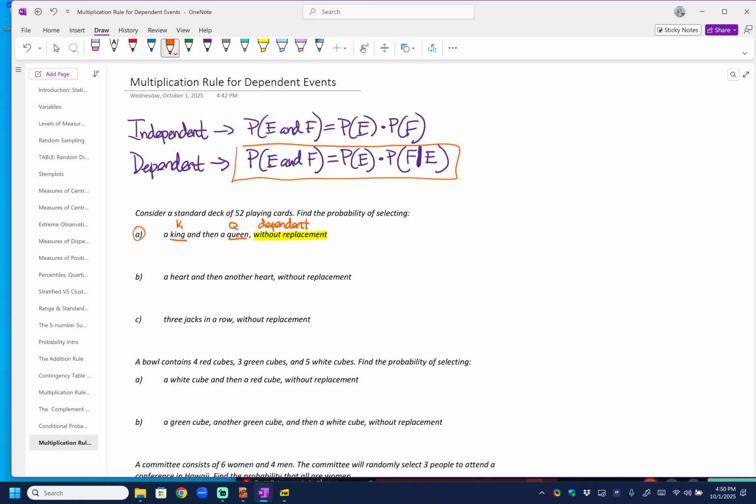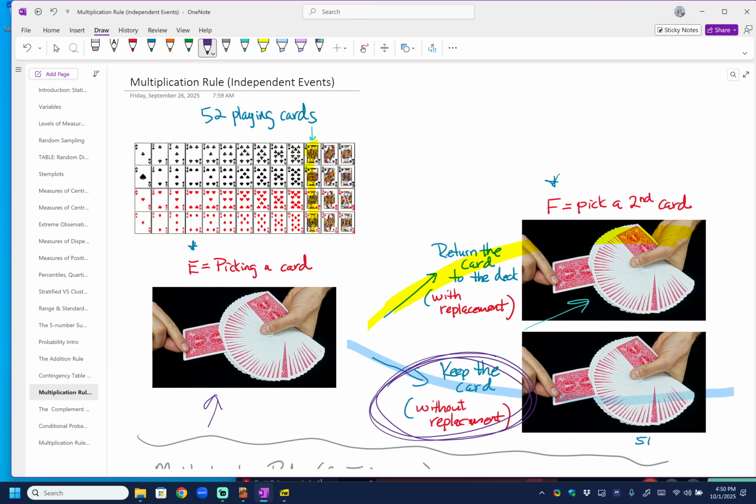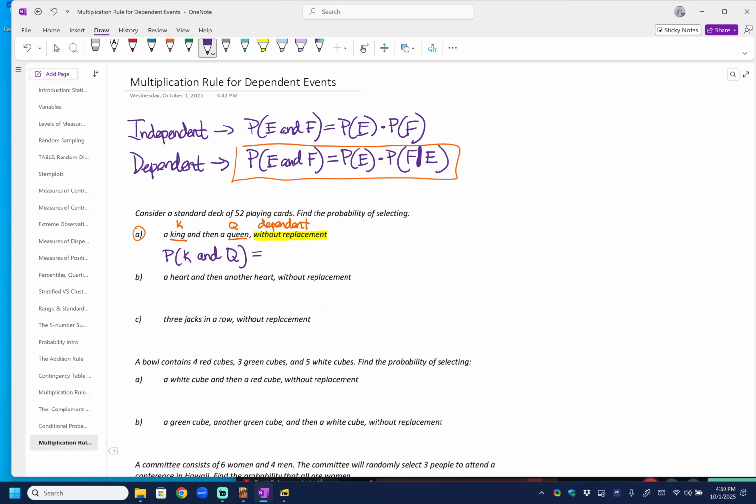So what is the ultimate goal of this problem? We're looking to find the probability of a king and then a queen in succession. But like I'd mentioned earlier, remember that we're not putting the card back. We're keeping the card out of the deck. So that's going to change a little bit of the process. So according to this, it should be equal to the probability of selecting a king times the probability of selecting a queen given that the king has occurred.